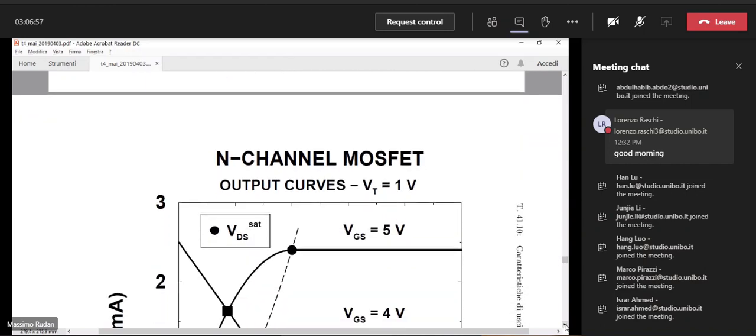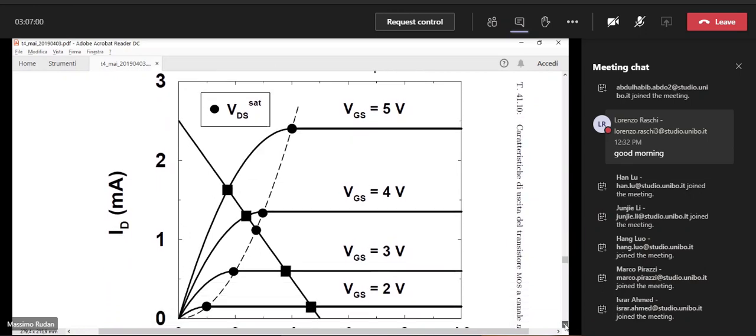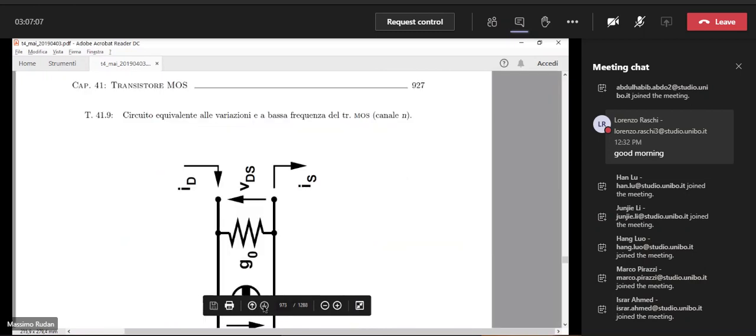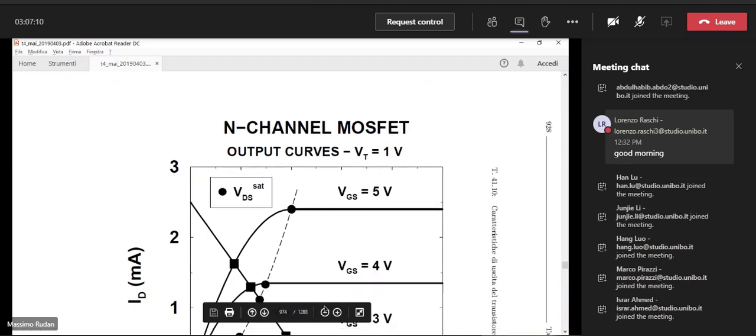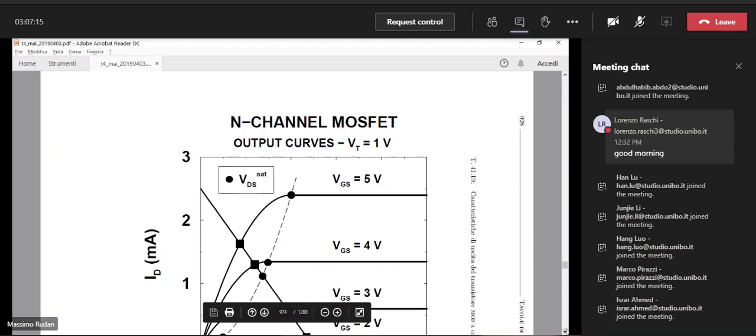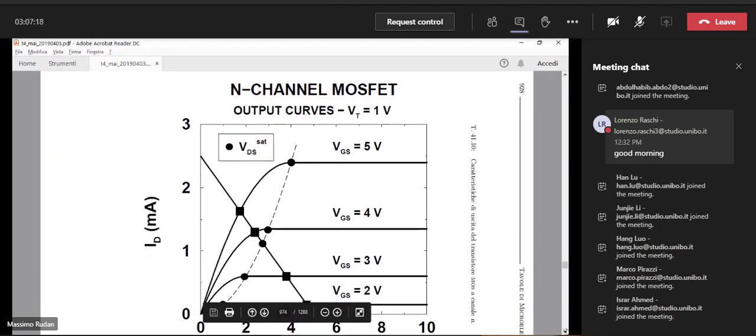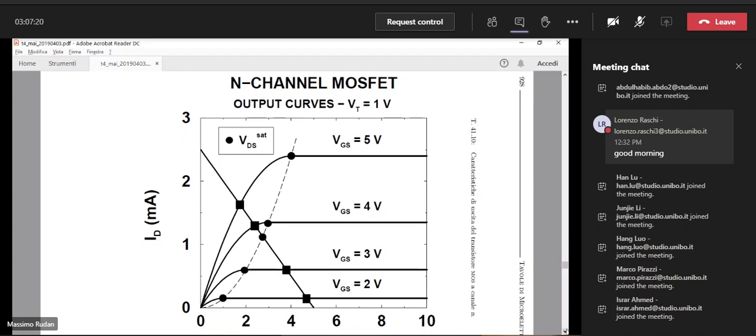So we come to the very well-known characteristic of the MOS transistor. These curves are for the N-channel device. They have been drawn using the simplified linear parabolic model, taking the threshold equal to 1 volt.